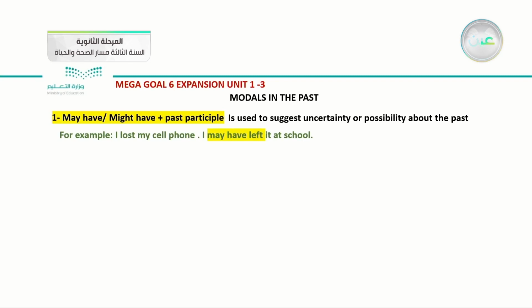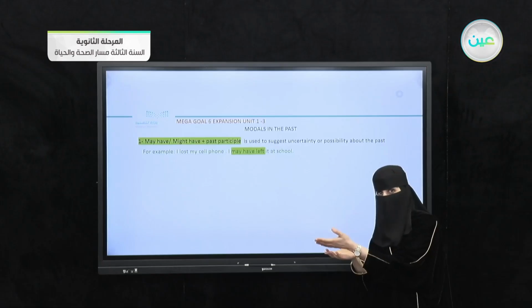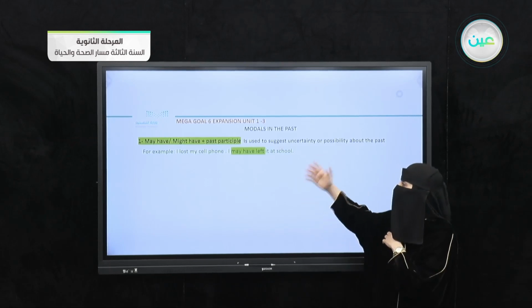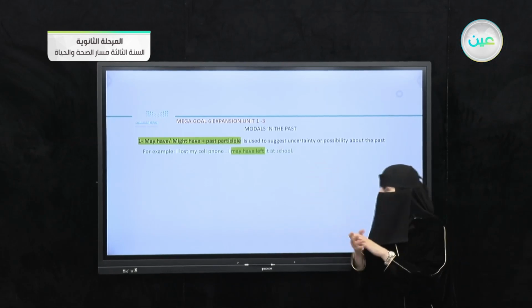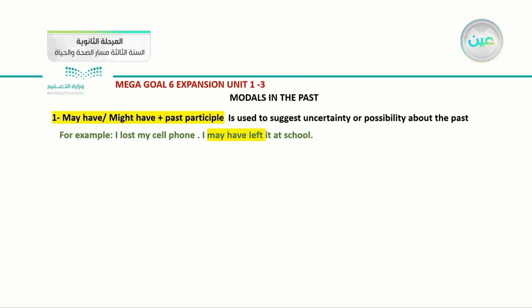Okay, let me take an example. When I say, I lost my cell phone. I may have left it at school. So I'm not absolutely 100% sure that I lost it in my class or school. I may have left it, maybe there or maybe not. This is number one. Is it making sense to you that when we want to use may have or might have, we should follow it with the past participle? So what is the past participle in this sentence? It is the word left.